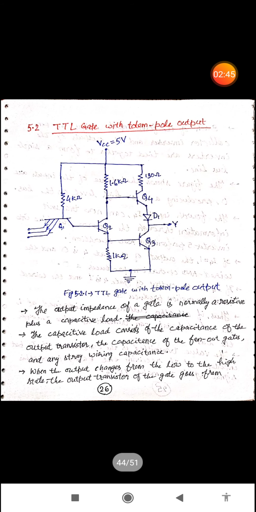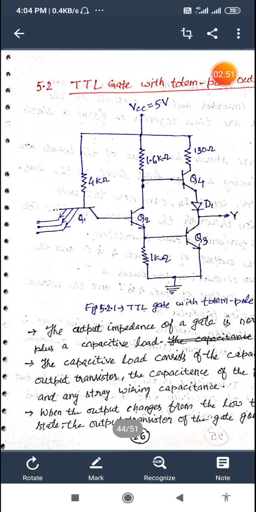So this configuration, as shown in the figure, is called a totem pole output because transistor Q4 sits upon Q3. That's why it is known as totem pole. The TTL gate with the totem pole output is the same as the open collector gate except for the output transistor Q4 and the diode D1.